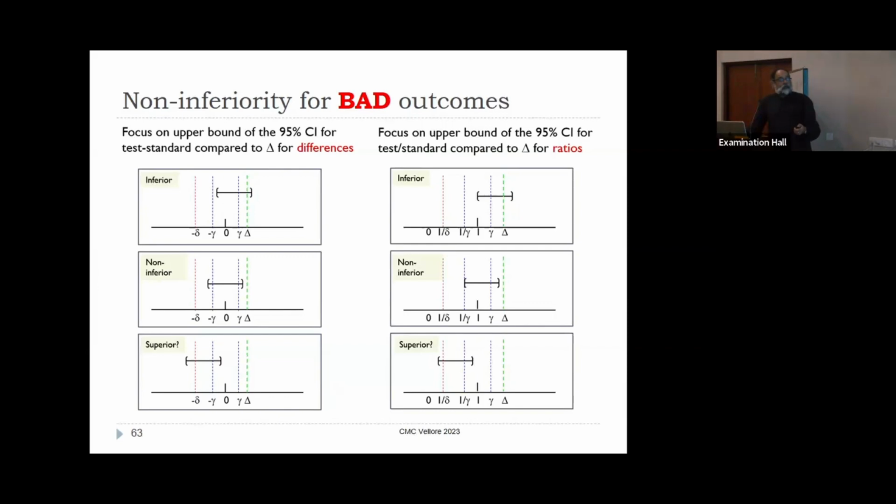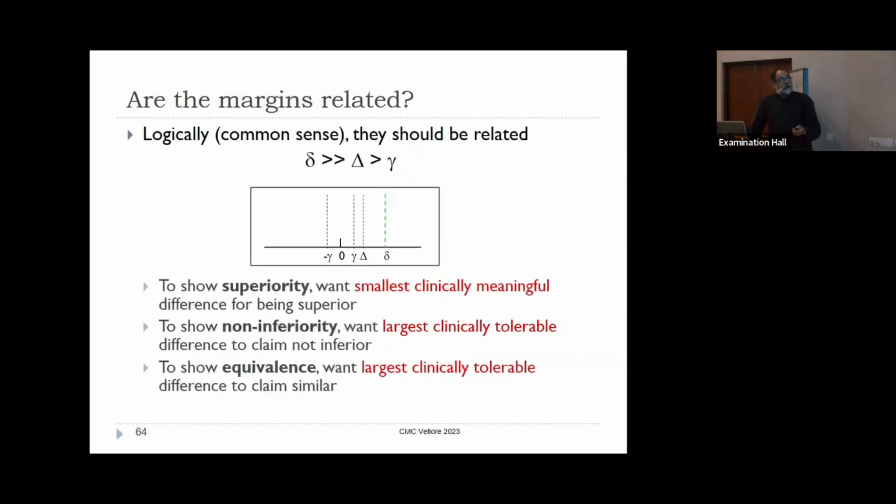So take a look at these graphs when you can. We've already mentioned that the margins are related, that logically it makes sense that the capital delta tends to be bigger than the gamma. So that this is 0, they are ordered like that. And a way to think about it is, for superiority, that delta is the smallest clinically meaningful difference.